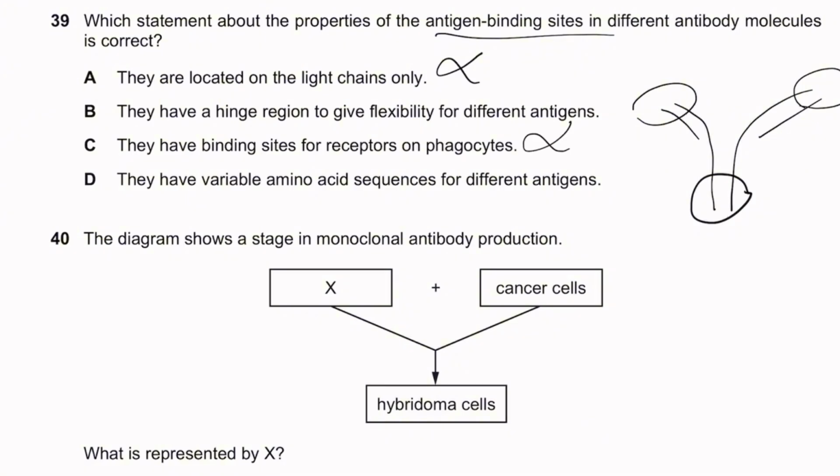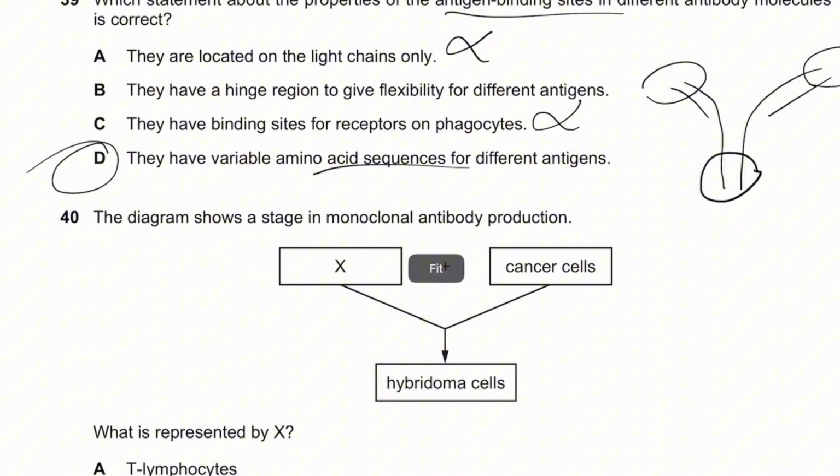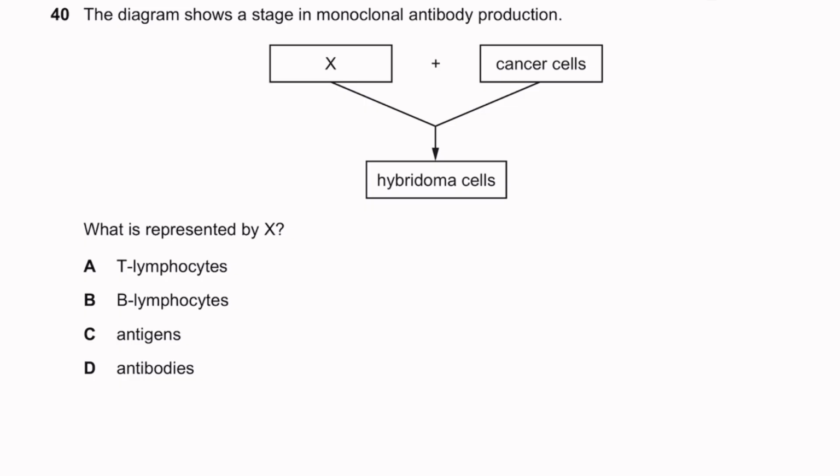They have variable amino acid sequences for different antigens. That's true. Different antibody molecules have different binding sites. They have differently shaped binding sites, and that depends on the primary structure and therefore depends on the amino acid sequence. So D.